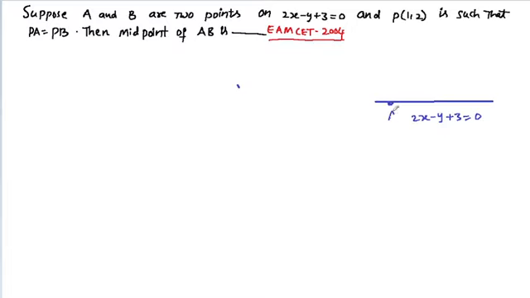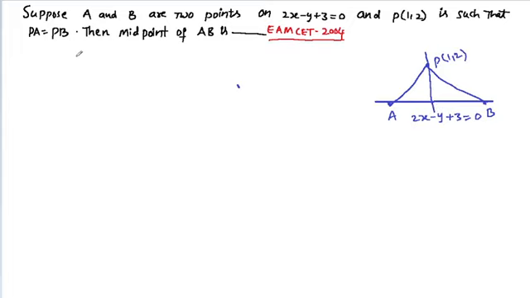A and B are two points on this line. These two are the points. And the point P(1, 2) is equidistant from A and B. These two distances PA and PB are equal. Now we draw the line perpendicular to the given line and passing through that point.